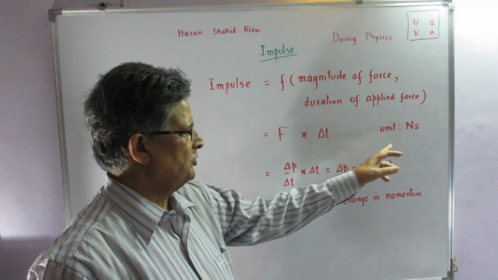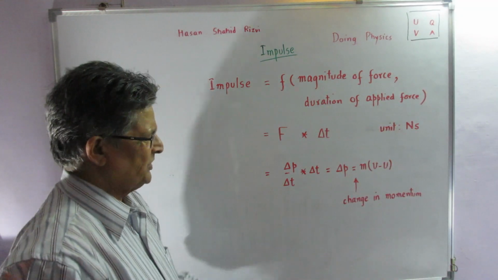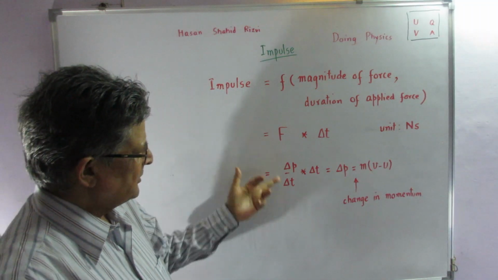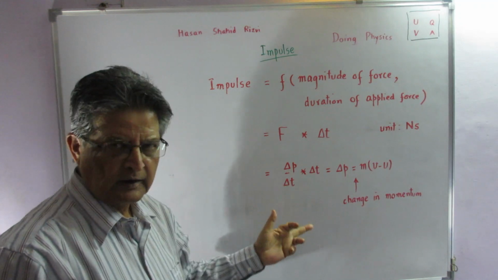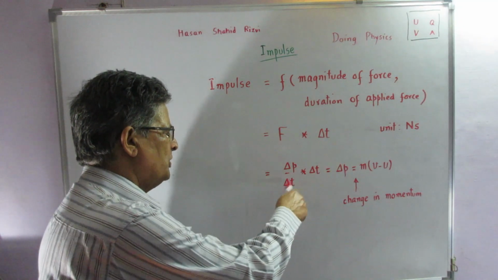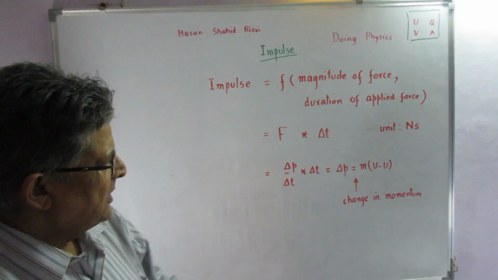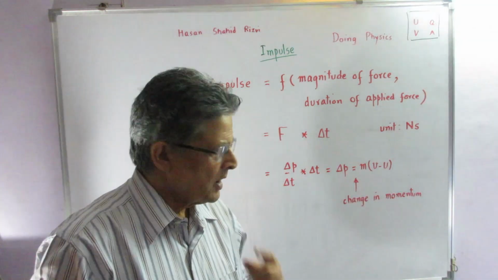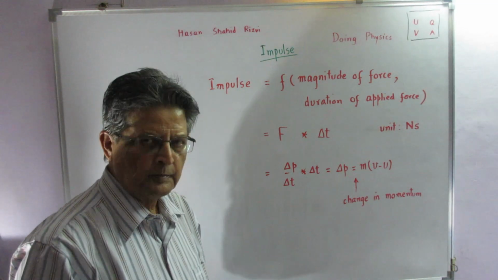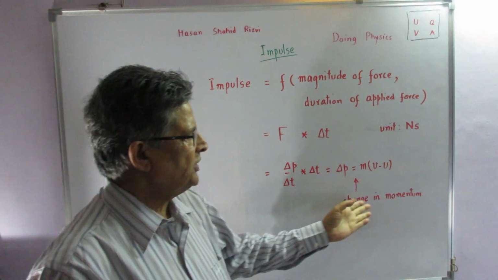The unit of F is newtons and that of delta T is second, so the unit of impulse is Newton second. And you can see that impulse is nothing but, if I define Newton's second law, delta P upon delta T, the rate of change of momentum, multiplied by delta T, the two of them cancel out. So what is left is delta P, which is nothing but mv minus mu, the momentum after and before. So basically it is the change in the momentum of the system.